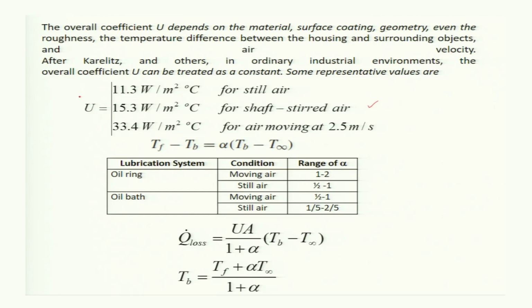So, this overall heat transfer coefficient U can be obtained considering different conditions, and we have a formula for Tf minus Tb, the fluid temperature minus the bearing temperature, which is alpha multiplied by Tb, the bearing temperature, minus the outside temperature. So, the bearing temperature is not known, but the fluid temperature and this are known. So, we can get this in terms of that, and finally we may get the bearing temperature, that means Tb equals (Tf plus alpha T0) divided by (1 plus alpha).